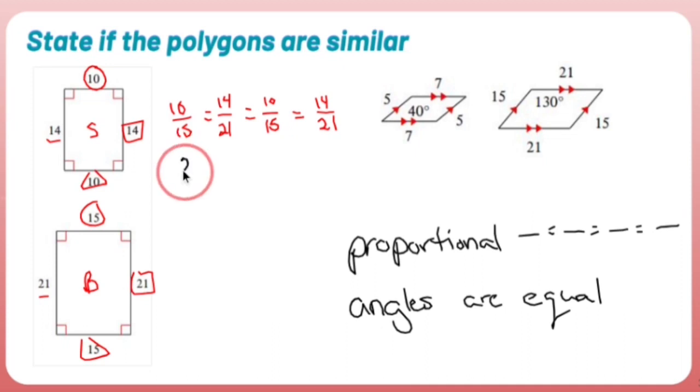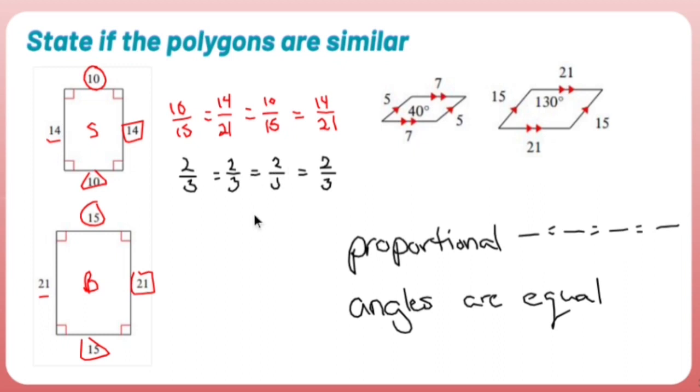10 over 15 is 2 over 3. 14 over 21 is 2 over 3. 10 over 15 again is 2 over 3. 14 over 21 is 2 over 3. So the proportional part checks out.